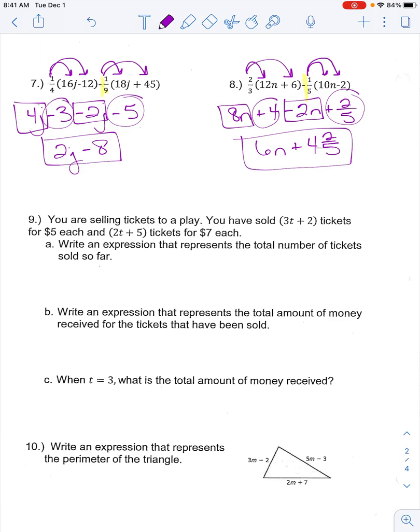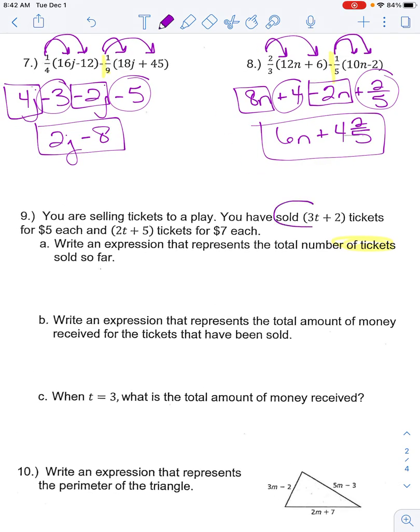For A, we're writing an expression that represents the total number of tickets sold so far. Okay, so it doesn't matter how much they are quite yet. We just want to know how many tickets are being sold. So we sold this many tickets and we sold this many tickets so far. So the expression is going to be 3T plus 2 and we sold 2T plus 5.